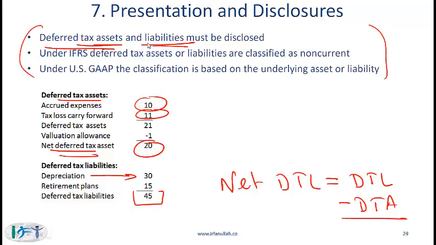The next question is, where must information be presented? Under IFRS, deferred tax assets or liabilities are classified as non-current. Under US GAAP, the classification is based on the underlying asset or liability.